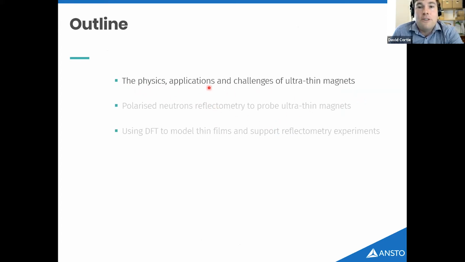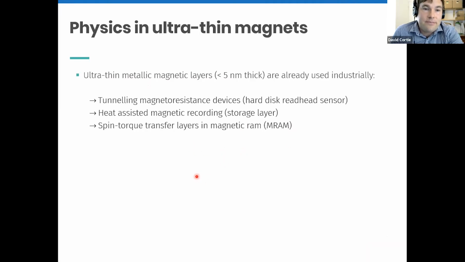So today, I'm really going to focus the discussion on the physics and the applications and challenges of ultra-thin magnets. And then I'm going to talk about this technique that we have at ANSTO called Polarized Neutron Reflectometry to study these. And finally, I'm going to just touch on how we can use density functional theory to calculate properties of thin magnetic slabs and also support reflectometry experiments.